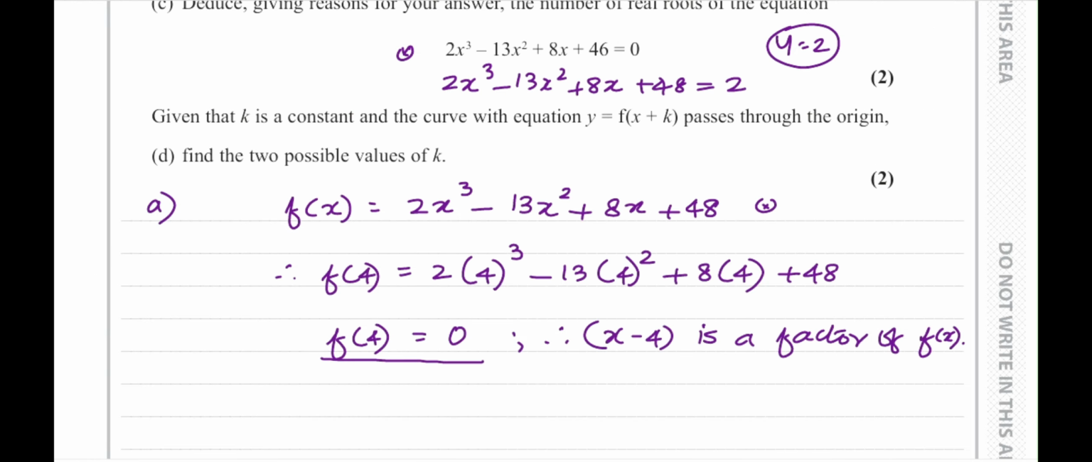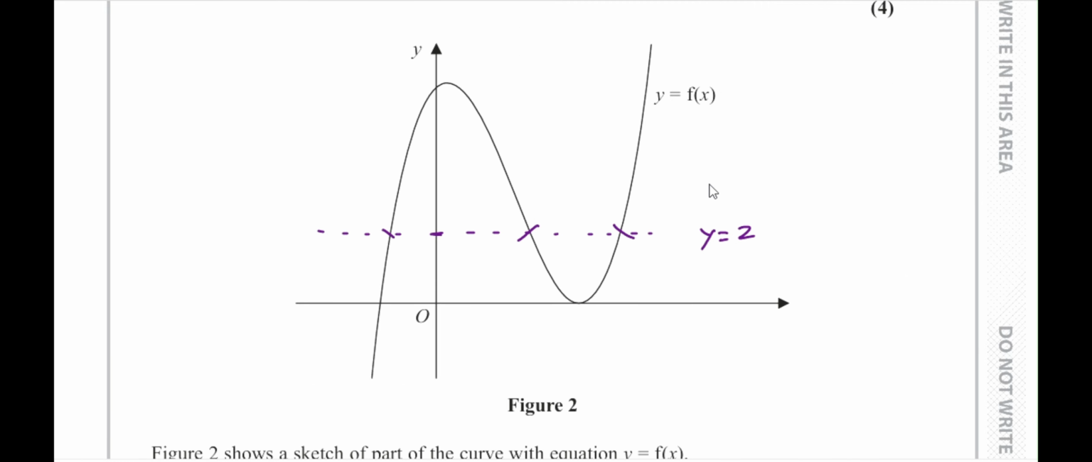Part D. Given that k is a constant and the curve with equation y equals f of x plus k passes through the origin, find the two possible values of k. What this means is, if you translate f of x by k units to the right or to the left, it will pass through the origin. That is, if the curve is translated by k units, this intersection point will reach here, or this intersection point will reach here, the origin.